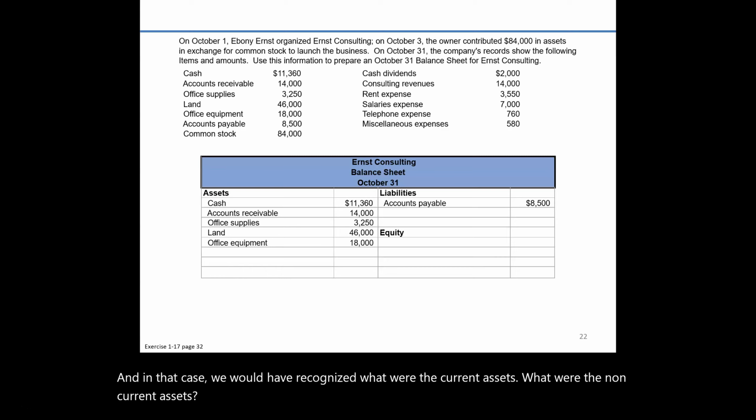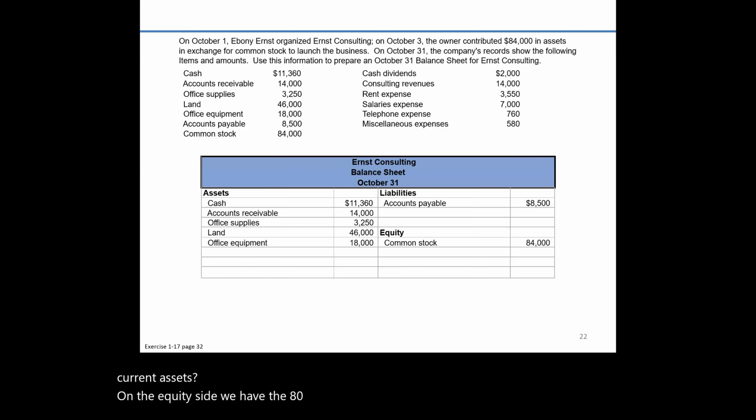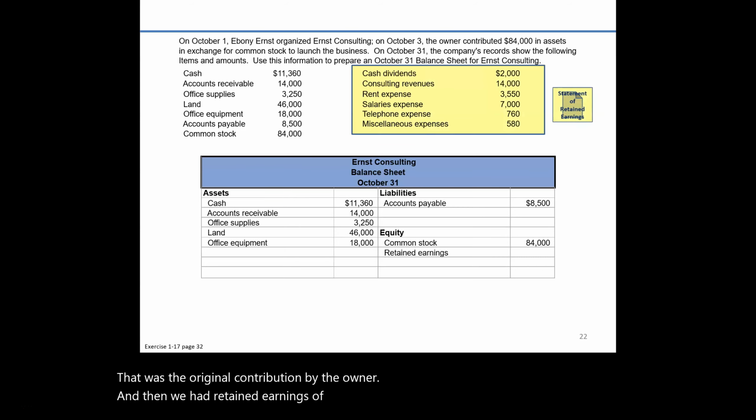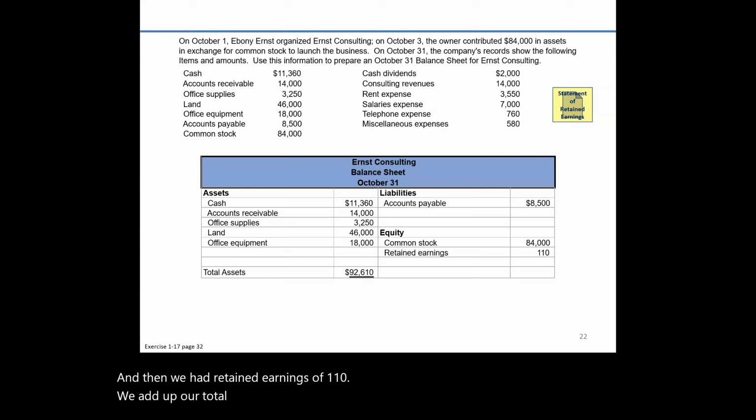On the equity side, we have the $84,000 in common stock. That was the original contribution by the owner. And then we had retained earnings of $110. We add up our total assets, $92,610. If we've done this correctly, we should have the same for liabilities and equity. And so that is our simple balance sheet.